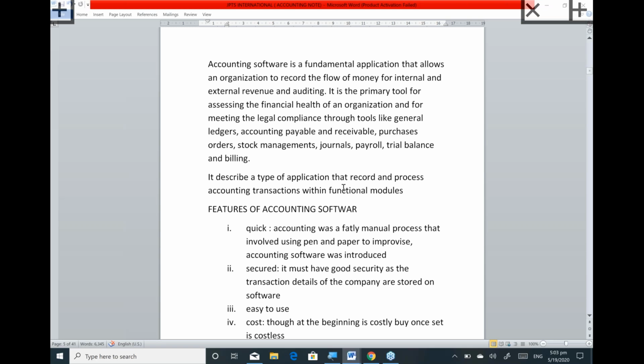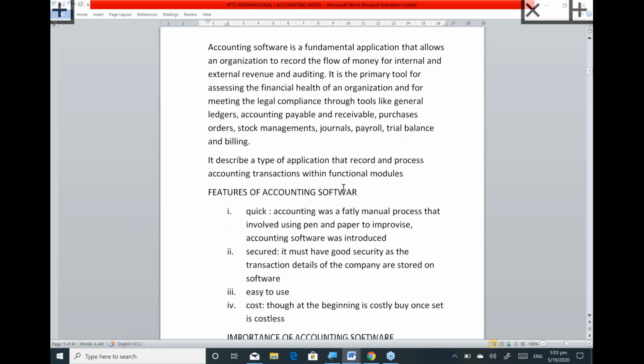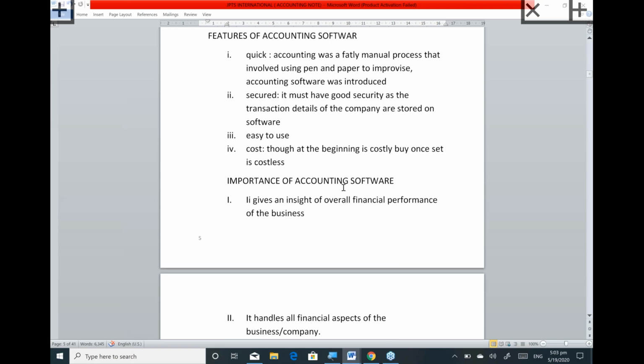Then we look at the features of accounting software. One is quick. Accounting was formerly a manual process. That means you have to go through the sheets, you go through the papers, using pen and paper. Then accounting software was introduced, and once it was introduced, it is quicker. You enter your number, as you put the input in, you get your output. You can get your balance within the twinkle of an eye.